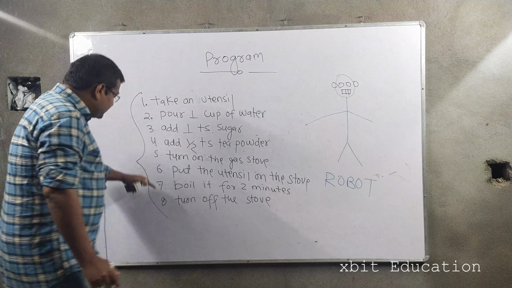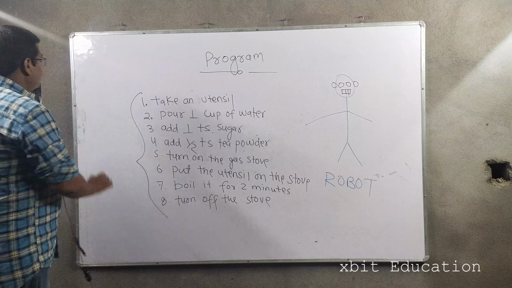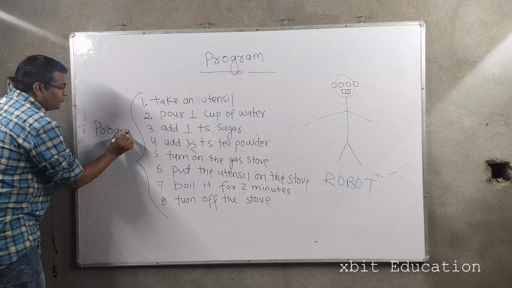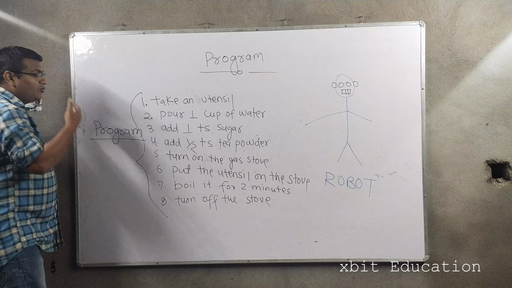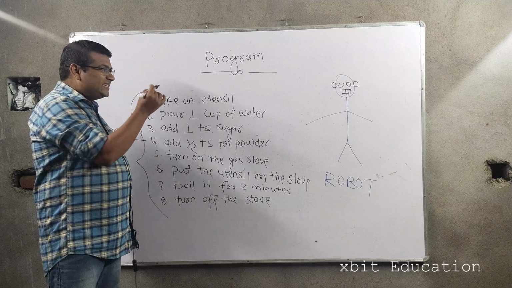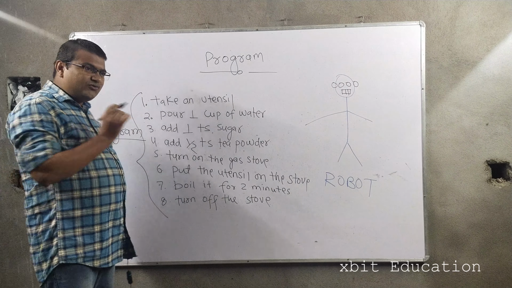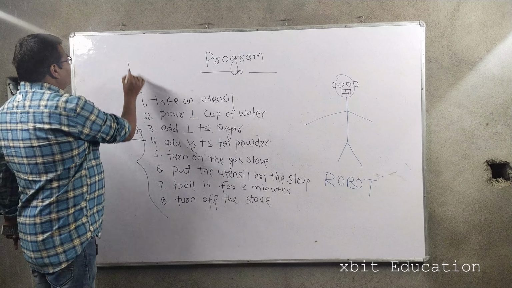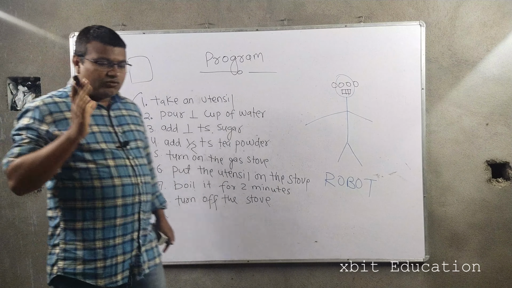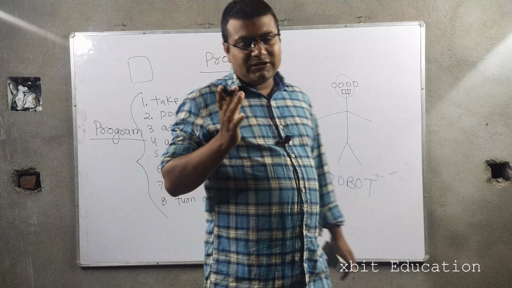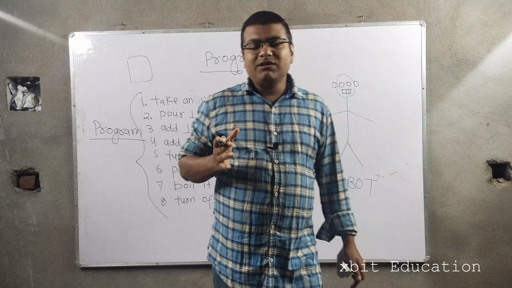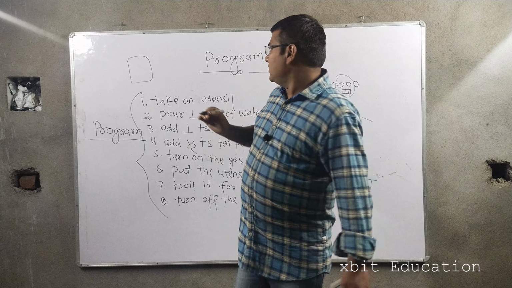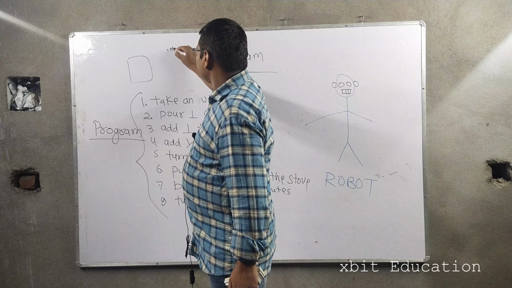So that group of 8 commands is called a program. A program is a group of commands which is given to a computer. Usually these groups of commands are written in a file. You may know about files, as you know computers. For example, for songs, for audio files, there are .mp3 files.